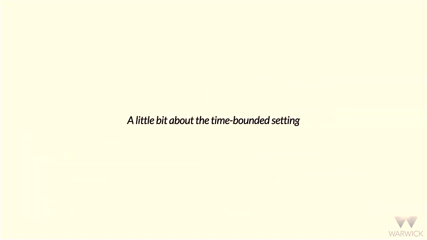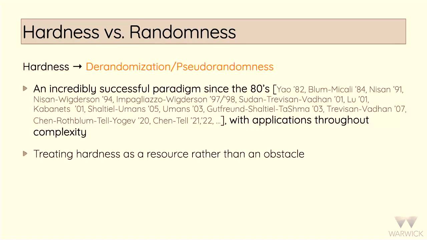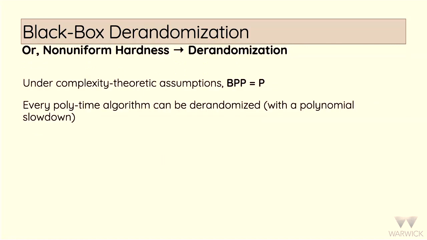And before moving to the space-bounded regime, let's talk for 2 minutes about the time-bounded setting and see what we wanted to do there. So we know that time-bounded de-randomization usually follows from the hardness versus randomness paradigm, where we trade hardness for pseudo-randomness, right? We treat the hardness of a function as a resource rather than an obstacle. And indeed, under complexity theoretic assumptions, we know that BPP is equal to P.